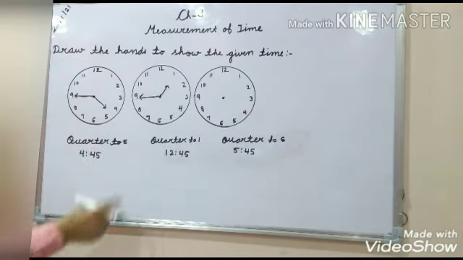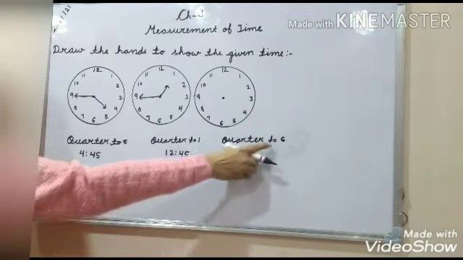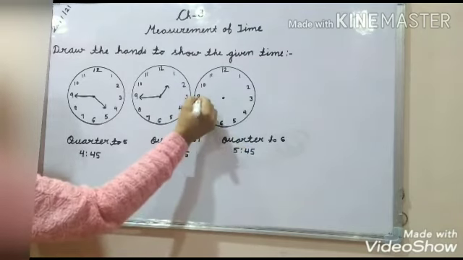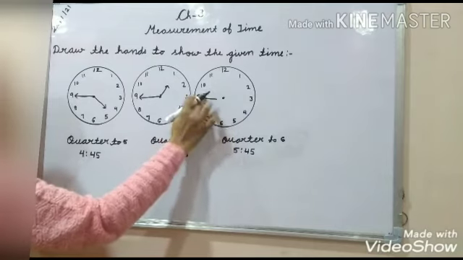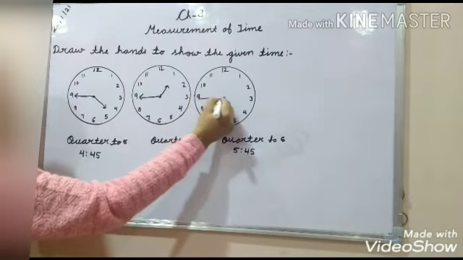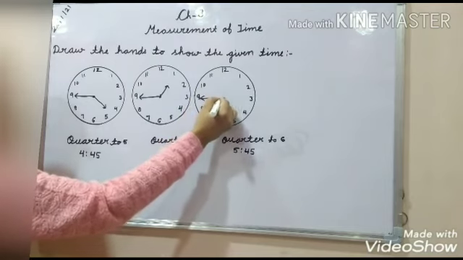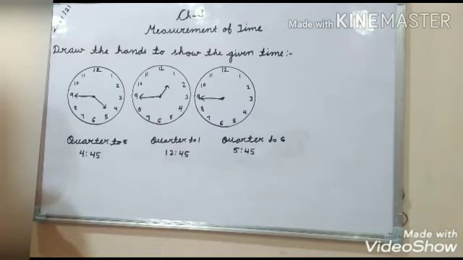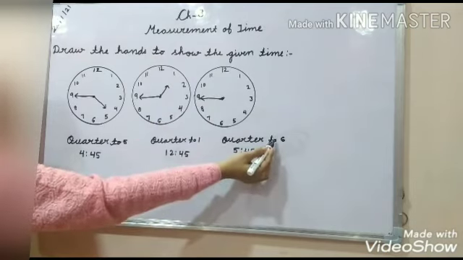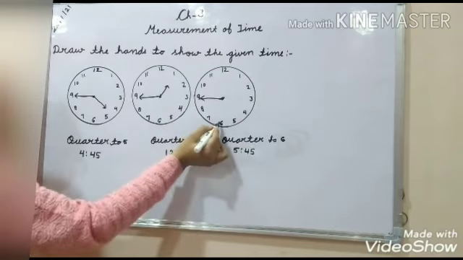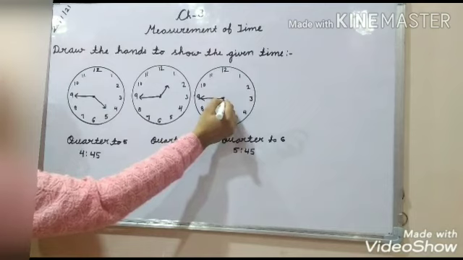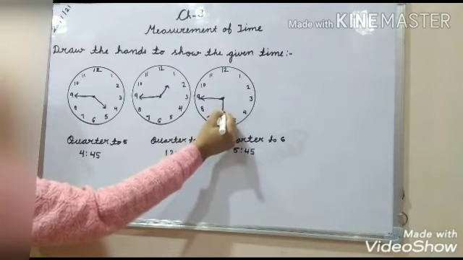Okay. For this clock, what is the time? Quarter to 6. Okay. So the word quarter to has come. That means you have understood that we have to make the longer hand or minute hand at 9. Okay. Children, please use a scale only. 9. And now quarter to 6. That means we are reaching 6. Okay. The shorter hand is reaching 6. So we will make the shorter hand nearer to 6.